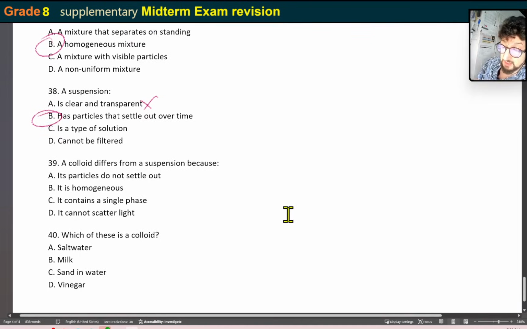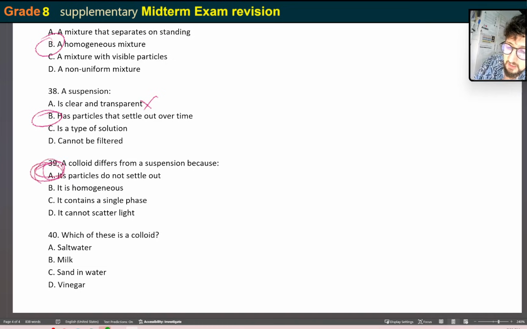A colloid, like milk, differs from a suspension because of what? The particles do not settle out. That's true. It is homogeneous? No, it's actually heterogeneous. It contains a single phase? It cannot scatter light? It definitely scatters light, and it doesn't contain a single phase. Don't worry about the meaning of that. It is that the particles do not settle out, unlike a suspension. And finally, which of these is a colloid? We've already covered that so many times. Salt water is a solution. Sand and water is a suspension. Vinegar is another solution. So milk is the colloid.